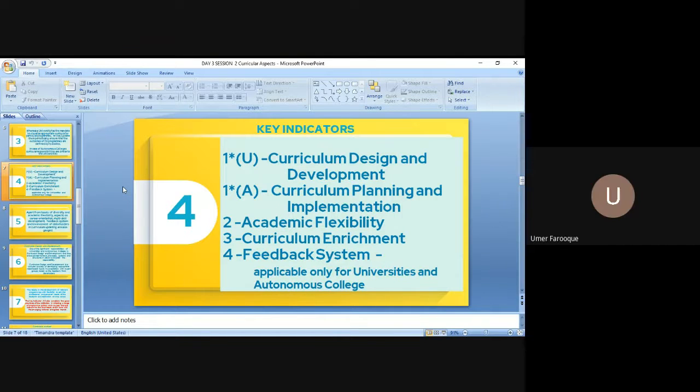Because we are not designing the syllabus. Don't worry, I will come down to that. The curriculum design is not your job, or it is not expected of you, right? But the curriculum planning and implementation is in totality your responsibility.